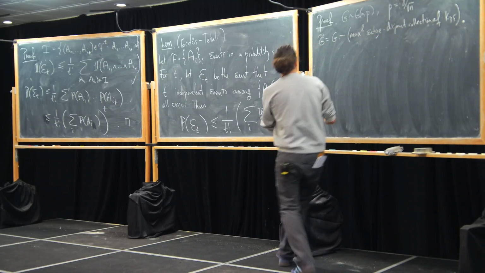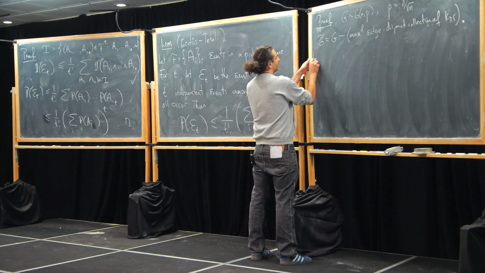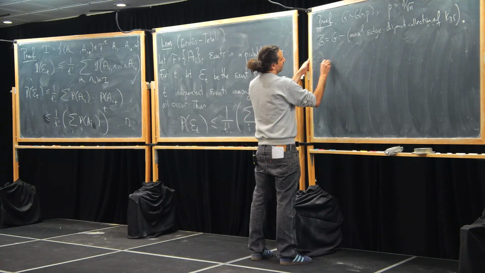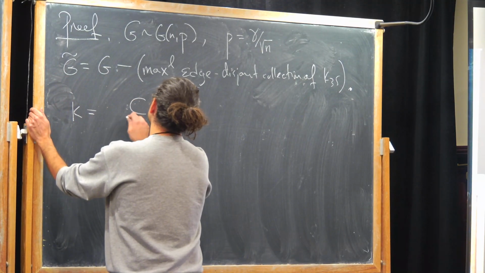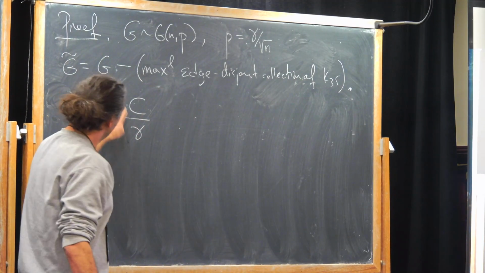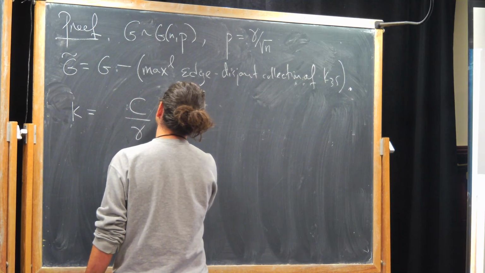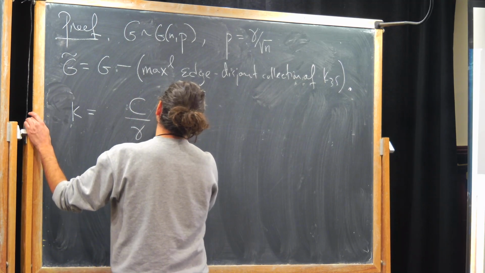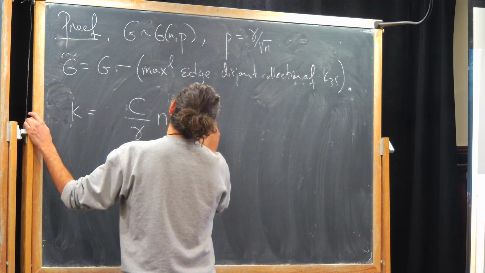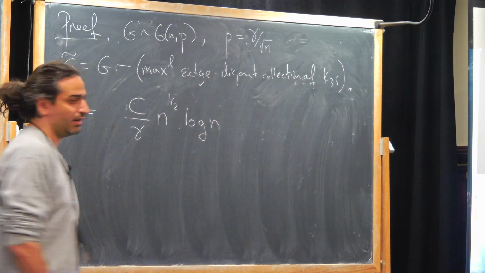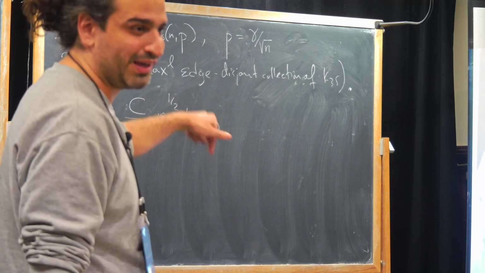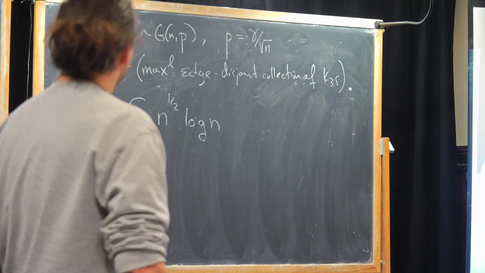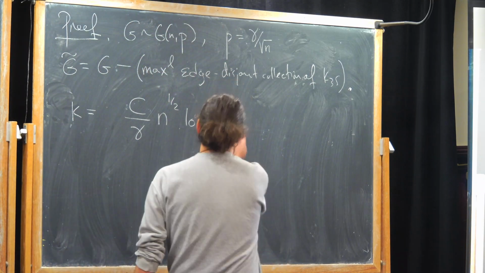OK. Now, just as useful at this point, let's write k, my potential independent set size, to be C, where C is some constant I chose before, times n log n. And this is just log n over p, like constant times log n over p. So it agrees exactly with what we've seen before.